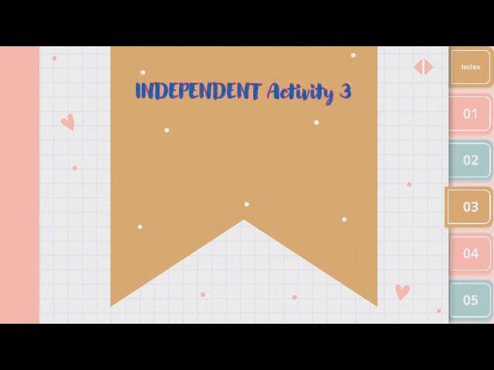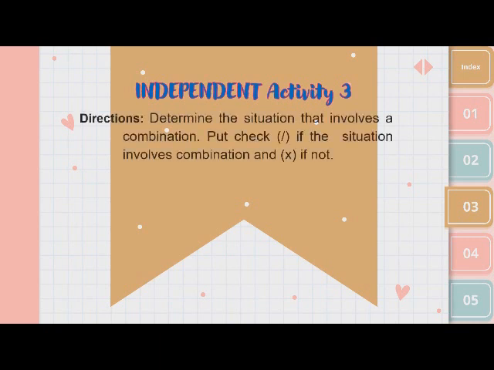We have independent activity number 3. On this independent activity, you are going to determine the situation that involves a combination. Just put a check mark if the situation involves combination and X if not combination. Okay, so let's have this first problem.